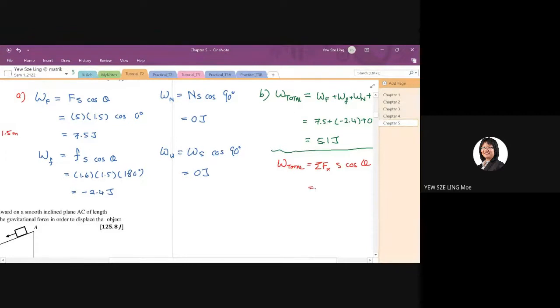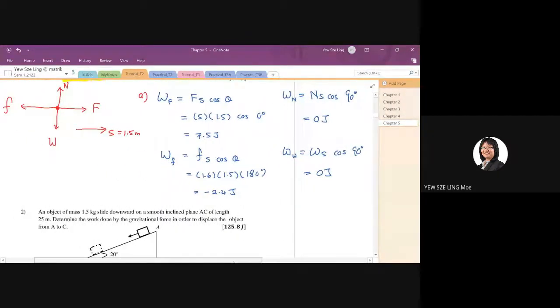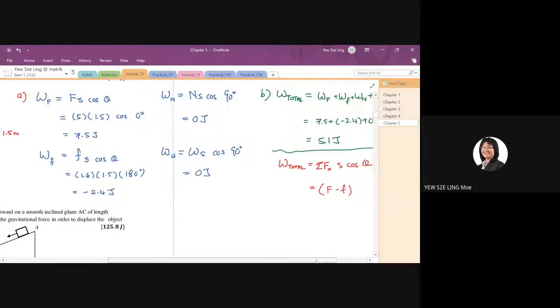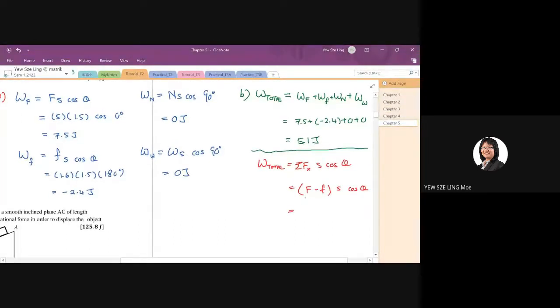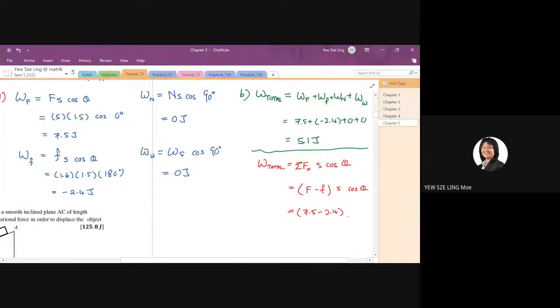But F net is in general, because sometimes we might have a force that is not lying on the X component. So that would be better if you use F net. Okay, dia lebih bagus sebenarnya kalau kamu guna F net. So I have 2 forces lying on the X component. So I'm going to use F minus f, and then S cos theta. So my F is 7.5 minus 2.4, times with the S.